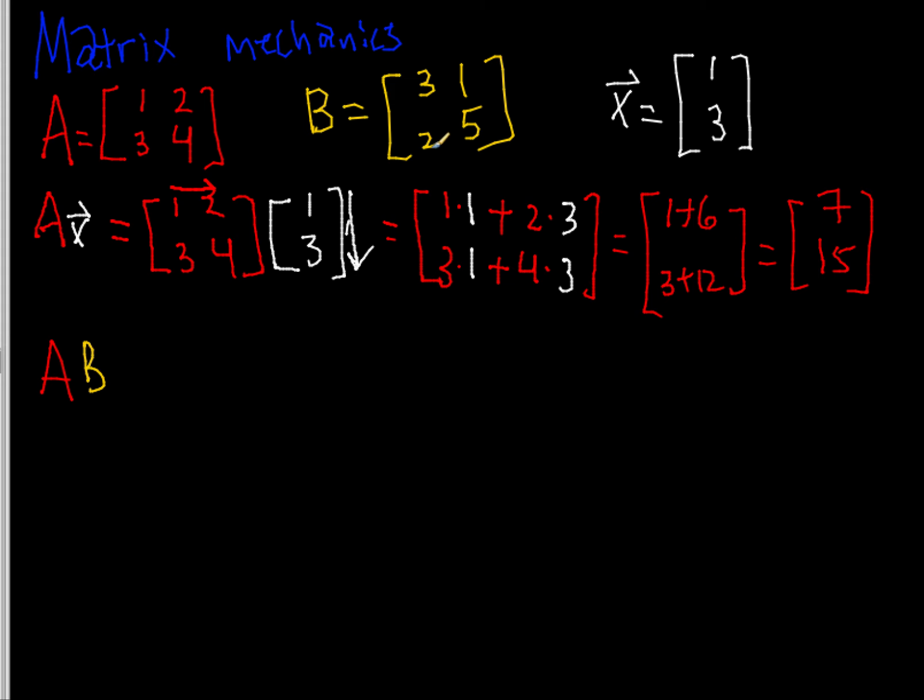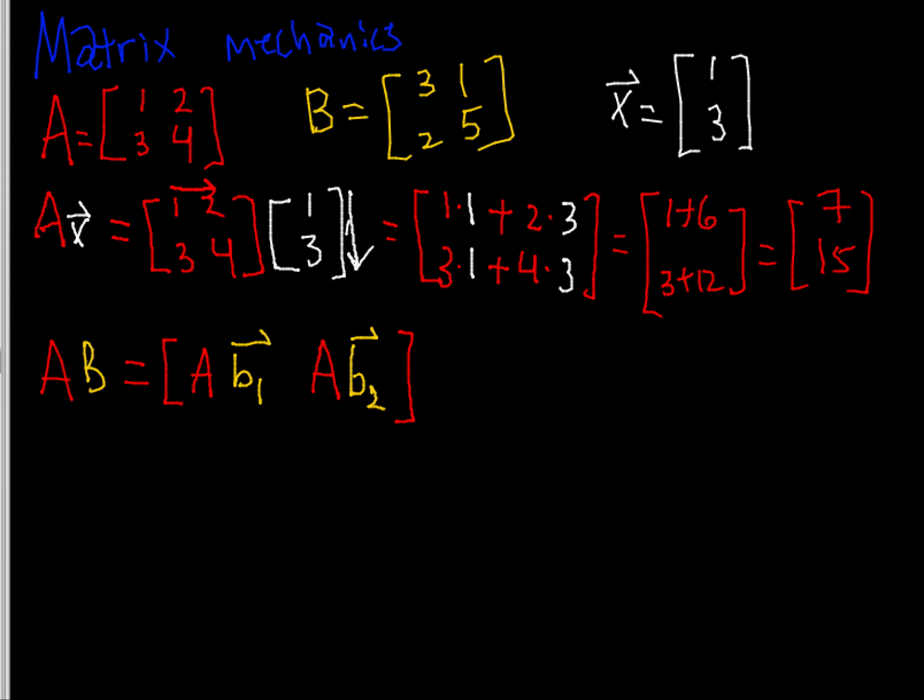To get the first column of this matrix, you take A times the first column of the matrix B, which I'll call B1. You put that as the first column. Then you take the second column, figure out what that is, and put it in there, like this. This is the same operation as before.